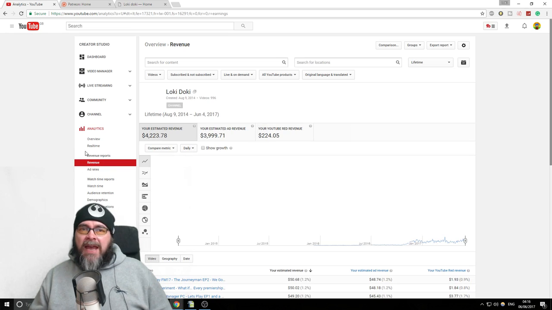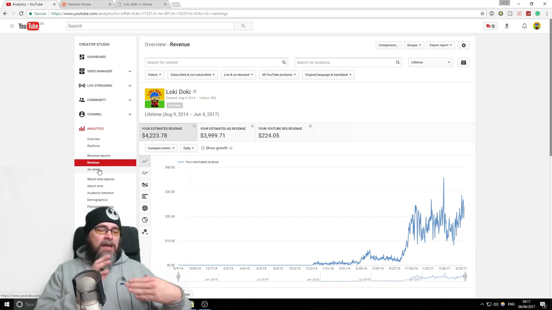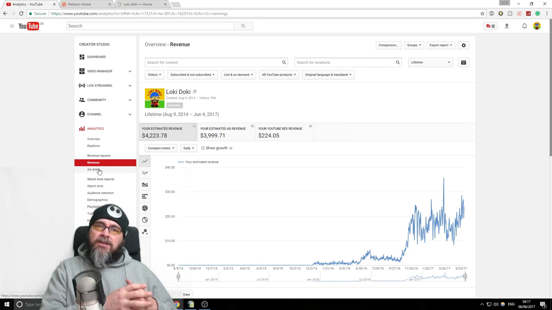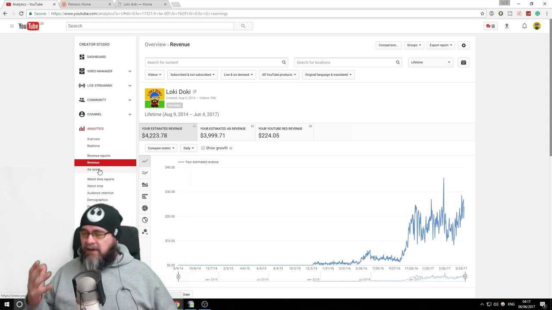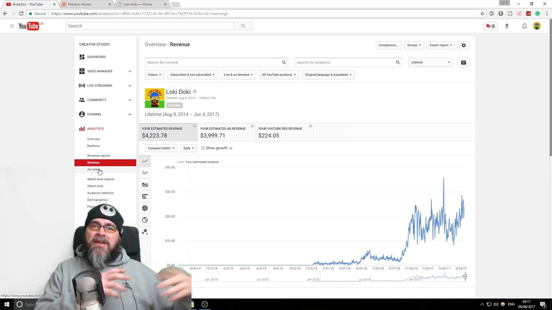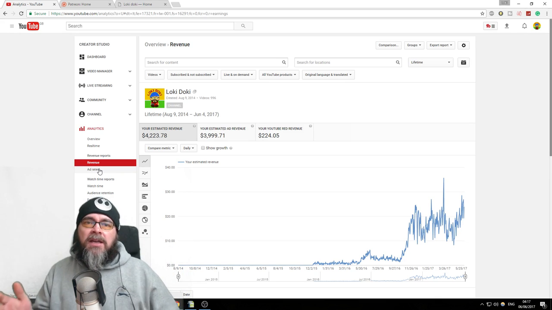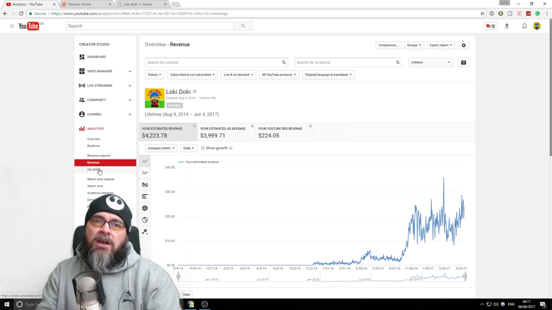On the analytics, there are two sections. There's a revenue page, and there is also an ad rates page. The ad rates is basically what YouTube pays you for your particular type of videos. Depending on what type of videos you make, your ad rate will be very different. Because if you think about it from the other side, companies that want to advertise on YouTube might not want to advertise on certain subjects.